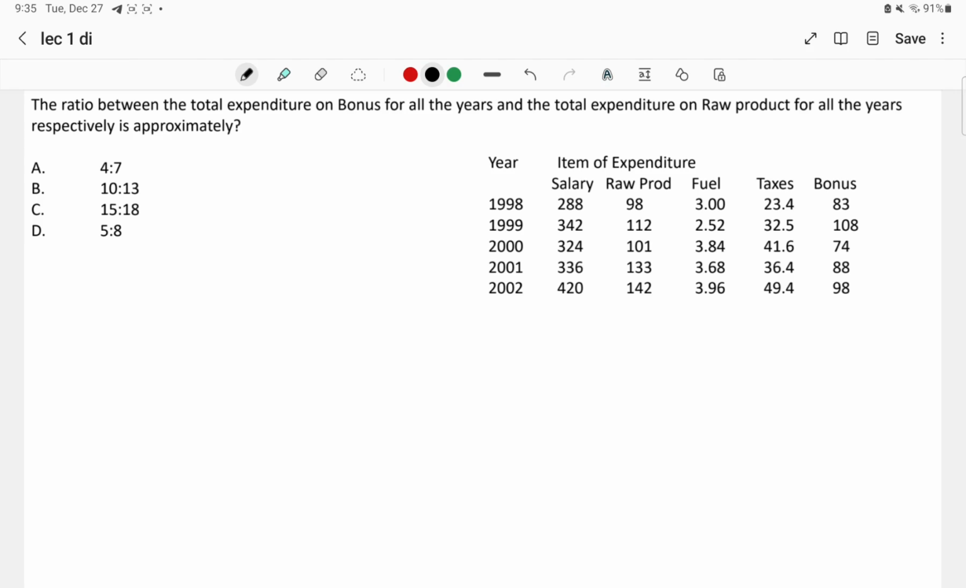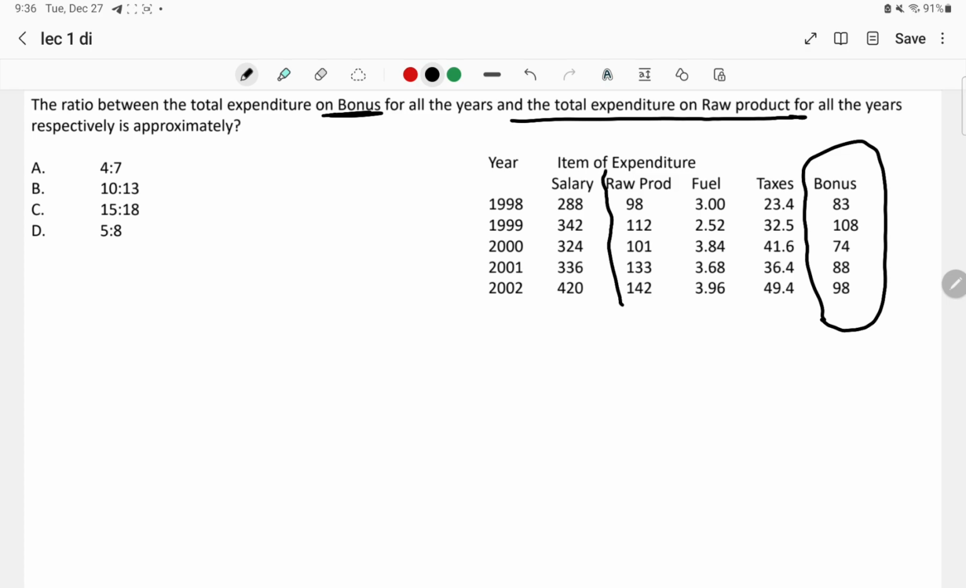रेशो बिटवीन टोटल एक्सपेंडिचर ऑन बोनस. बोनस का अगर हमने देखा 1998 के अंदर 83, 99 के अंदर 108, 2000 के अंदर 74 लाख, 2001 के अंदर 88 लाख का एक्सपेंडिचर और 2002 के अंदर 98 लाख का एक्सपेंडिचर. ये हो गया बोनस के ऊपर. एंड टोटल एक्सपेंडिचर ऑन रॉ प्रोडक्ट्स बोला गया है. रॉ प्रोडक्ट्स के लिए क्या एक्सपेंडिचर है? टोटल 98 लाख मैम. हियर 112 लाख, 101 लाख, 133 और 142.